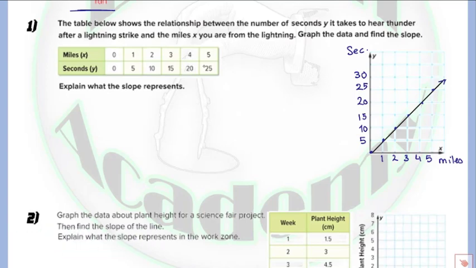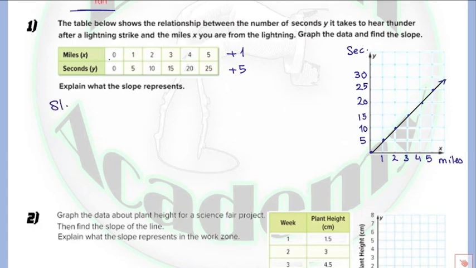From the table we can find it by using the change of y to the change of x. In all x's you will find 0, 1, 2, 3, 4 and 5. It means we add 1. The change for x will be by adding 1. And the change for the seconds will be by adding 5, because 0, 5, 10, 15, 20 and 25. Each time we add 5.